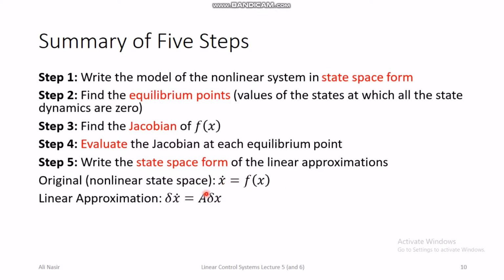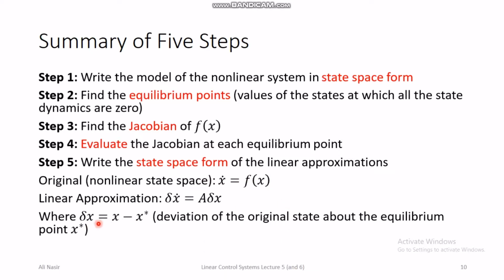So x dot equal Ax, where it is understood that in linear approximation, the state variables are the deviation of the original state variable around the equilibrium point. So delta x is x minus x star, which is the deviation of the original state about the equilibrium point.